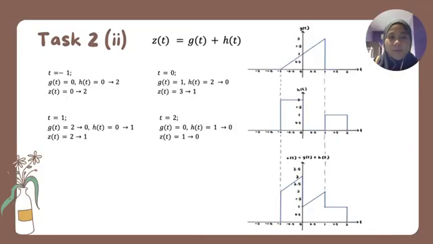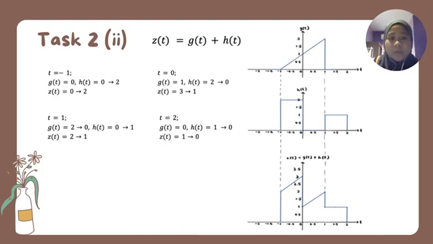Next, for task 2 part 2, where zt is equal to gt plus ht, first of all, for the manual calculation, we can take some points on the x-axis, which is t, where t is equal to -1, 0, 1, and also 2. So for t equal to -1, gt is equal to 0 and ht is from 0 to 2. Then we get zt is equal to 0 to 2.